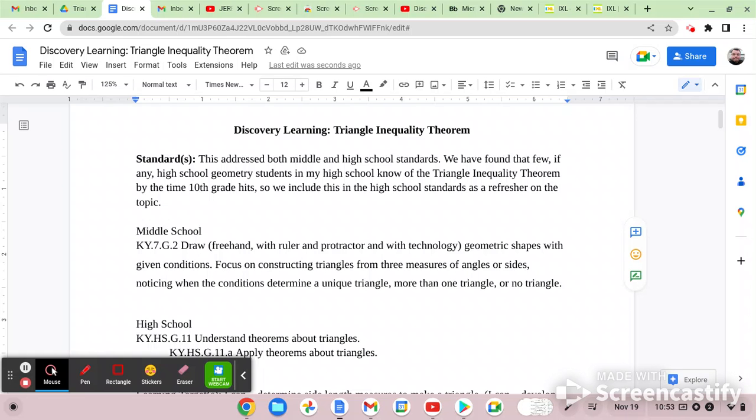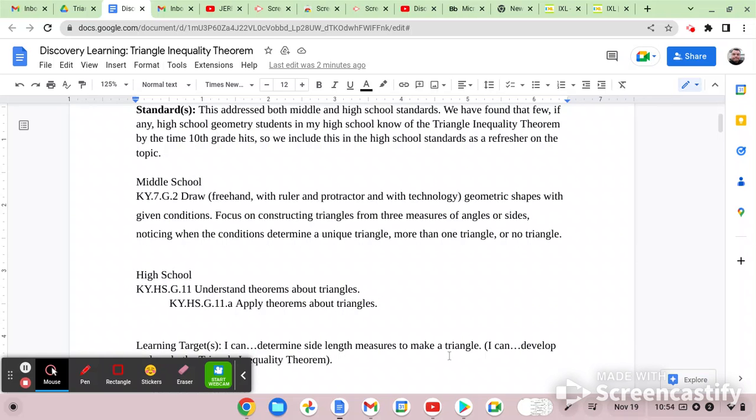The triangle inequality theorem actually starts in middle school in seventh grade, but we have found many of our students do not recall that by the time they're in 10th grade. So this is something that we remediate on to actually get to the high school standard of just being able to use theorems, understand and apply them.